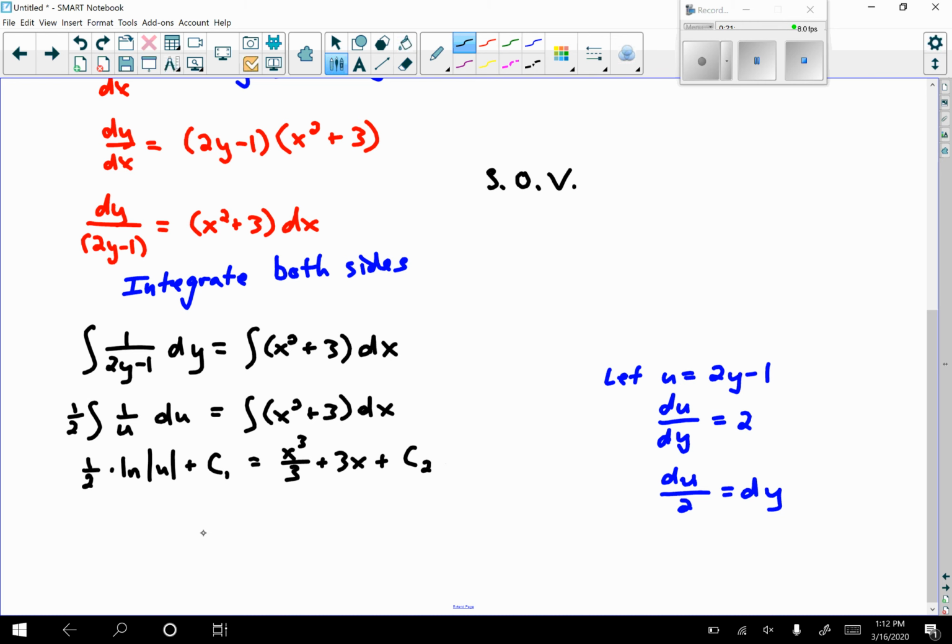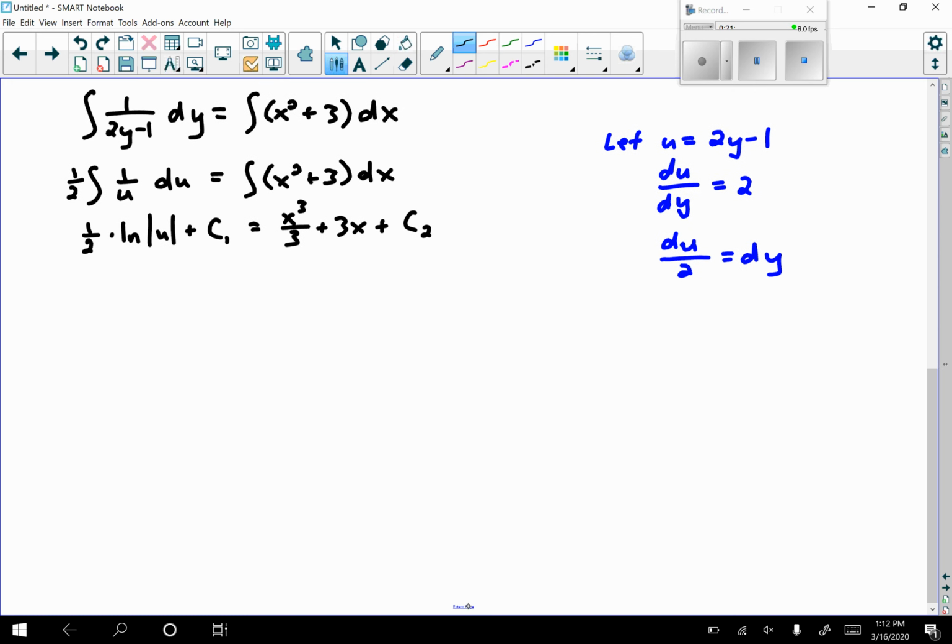In the end, all of our constants combine anyway, so we'll just call it a c in our final step. My goal here now is, because I want to solve for y, I'm going to replace the u again with the 2y minus 1. So we get 1/2 times the natural log of the absolute value of 2y minus 1. And at this step, I'm just going to bring the constant over. So we're going to get 1/3 x cubed plus 3x plus a different constant. I still might not be done with this. I'm going to call it c sub 3.